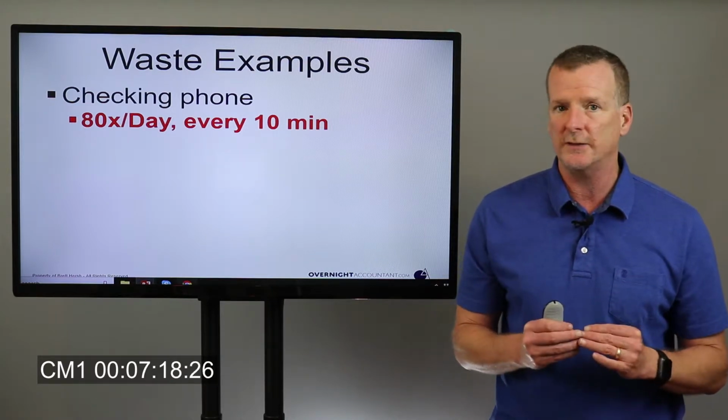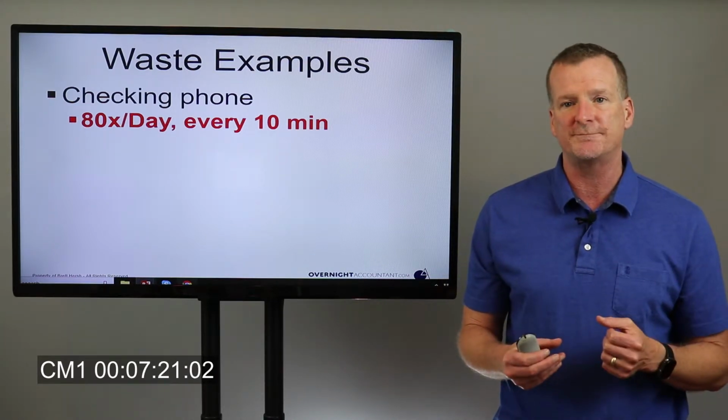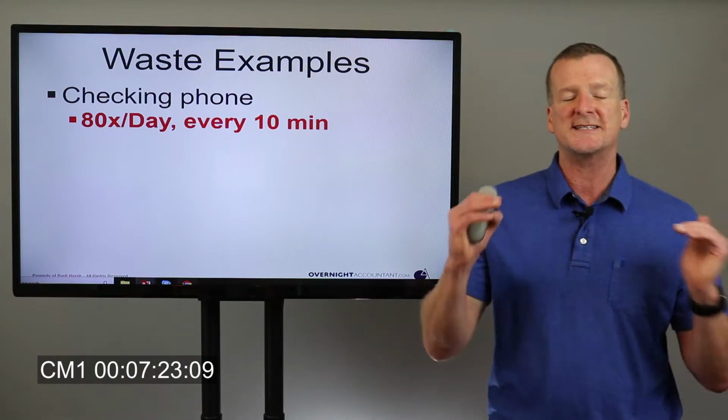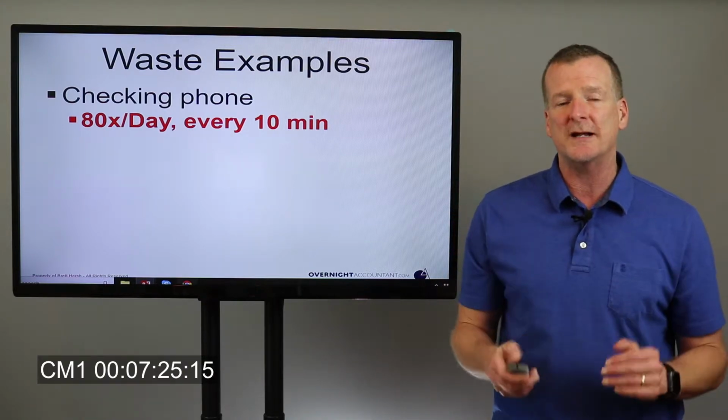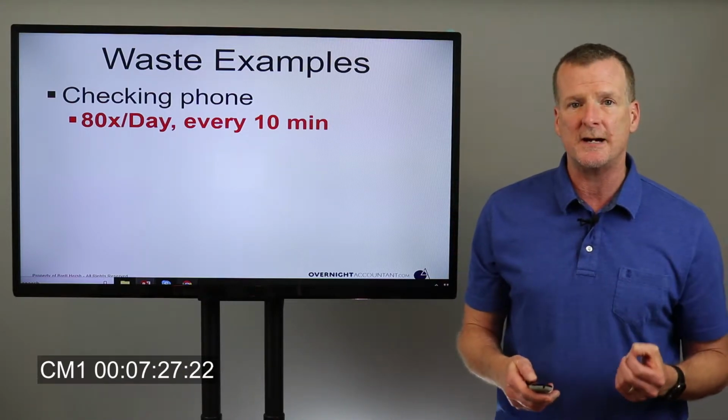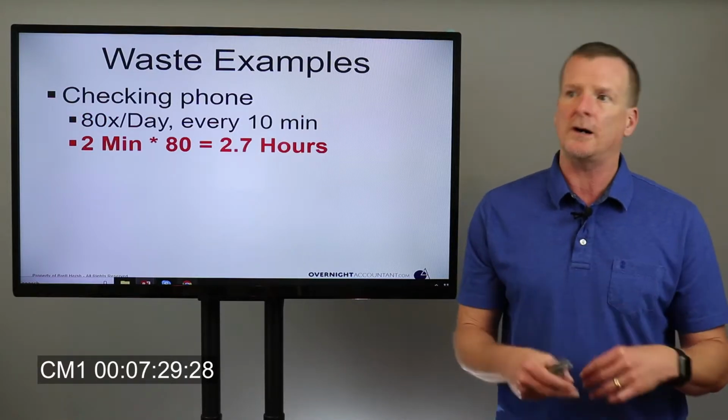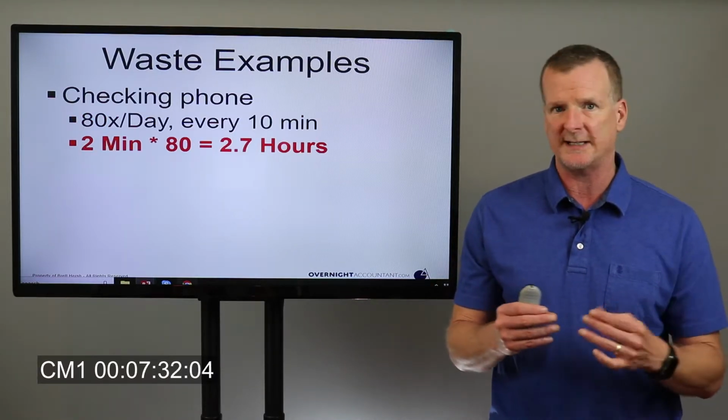Or maybe you're just checking your email. You get in the habit of checking that phone 80 times a day on average. That's one time every 10 minutes. That's 6 times an hour. Think about it. You might be saying, oh, I'm only spending 5 seconds on the phone. I just checked, I just looked at something.